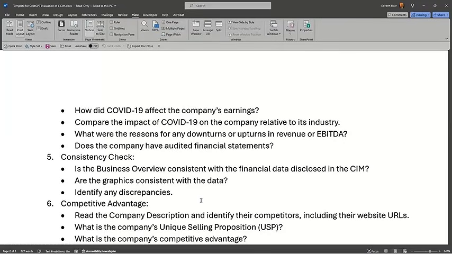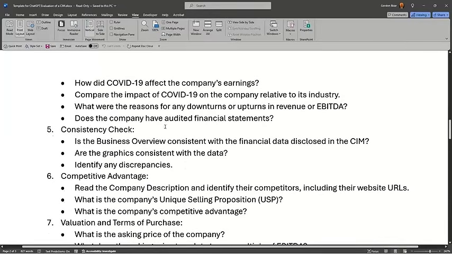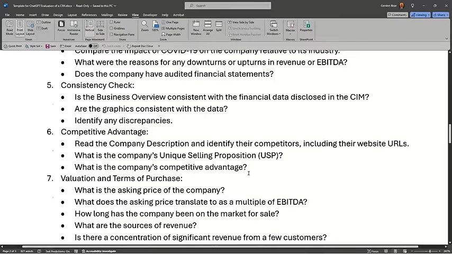What were the reasons for any downturns or upticks in revenue or EBITDA? A lot of times you'll be looking through financial statements, either in the CIM or not in the CIM, and you'll notice radical changes year to year in revenue or profit. This gets underneath that question. If there's evidence there, it'll find it. If it's not there, you'll find it in the questions that you're going to ask the seller. Does the company have audited financial statements? Probably not if it's a small to even a mid-sized company. But if they have audited statements, you want to know that because it's going to make it a whole lot easier to get your financing for the company.